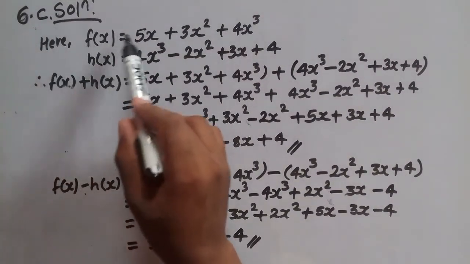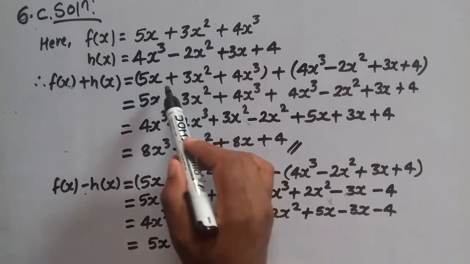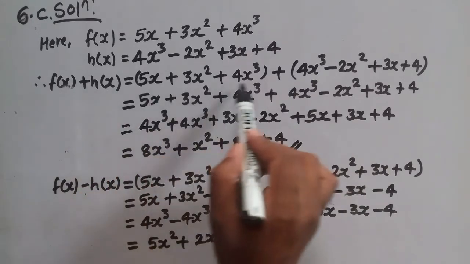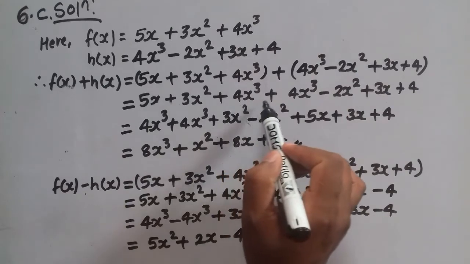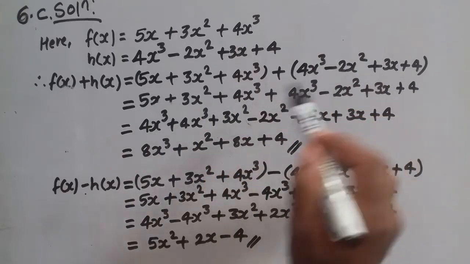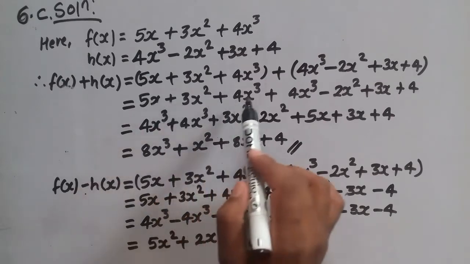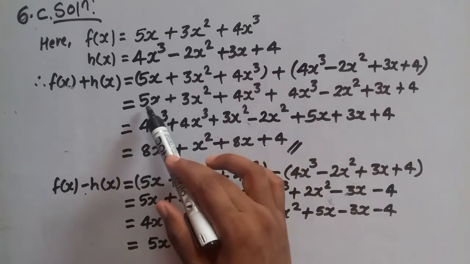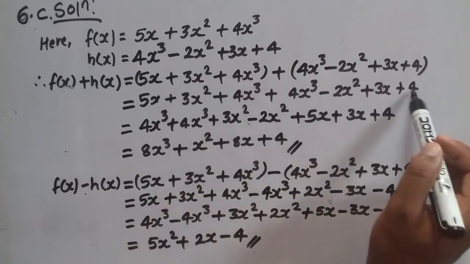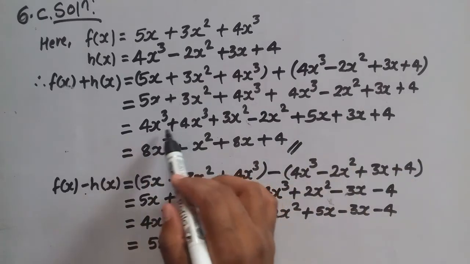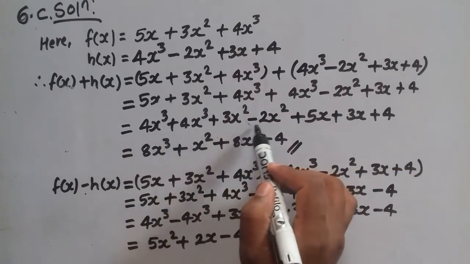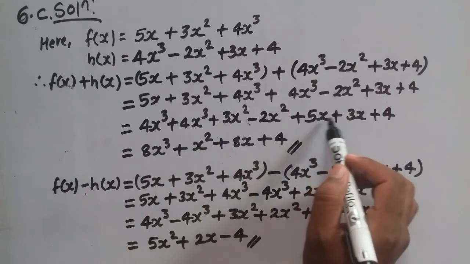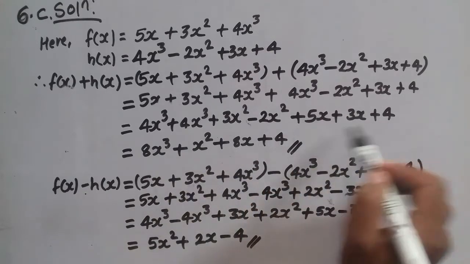In question number 6c, these two polynomials are given, and here we have found addition of fx plus hx. Fx is this, hx is this. Then here as before we have opened this bracket, and here we have arranged like terms. This 4x cube first, then this 4x cube, then 3x square, then this minus 2x square, then 5x, then this 3x, then this plus 4. Here 4x cube plus 4x cube, 8x cube, 3x square minus 2x square is 3 minus 2 is 1 on x square, then plus 5x plus 3x is plus 8x, then plus 4.